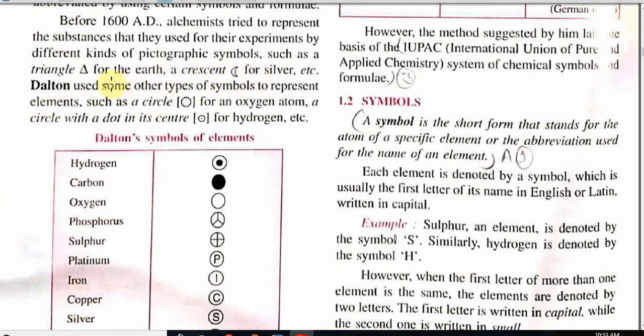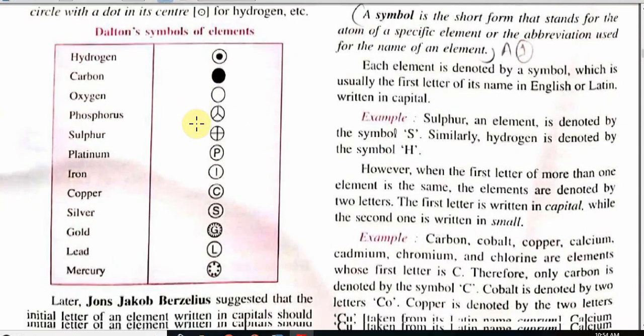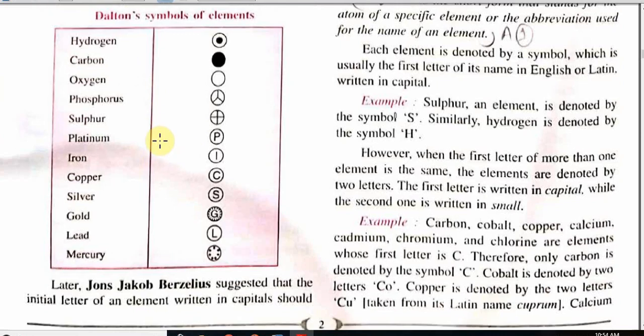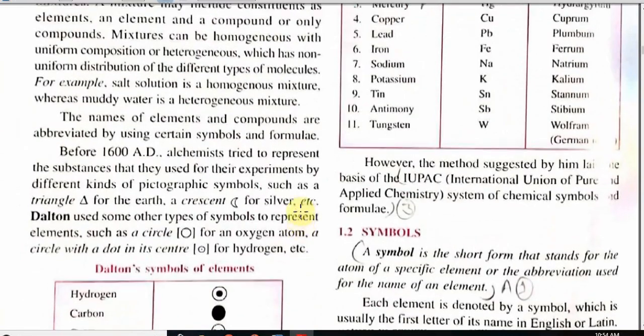But it was Dalton who used another type of symbol to represent the elements, like a circle for oxygen and a circle with a dot for hydrogen. This table, on the left hand side of your screen, was Dalton's table of symbols. Later, a scientist named Johannes Jacob Berzelius, of Swedish origin, developed the symbol form.